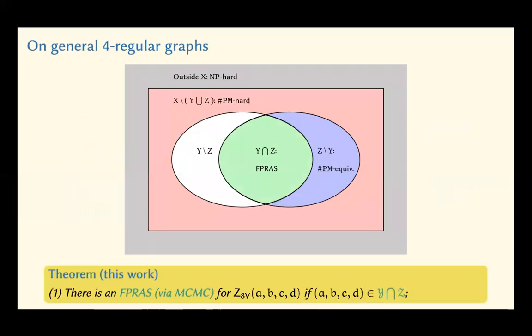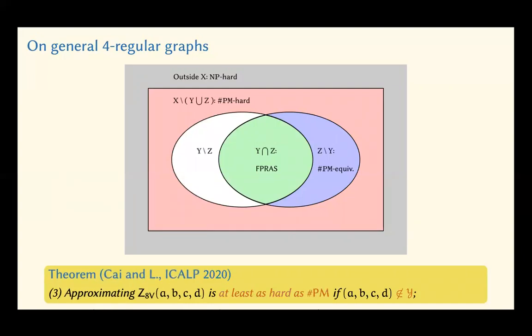So recently we have two papers on the approximate complexity classification of the 8-vertex model on general four-regular graphs. In this work, we proved two results. The first result is that there is an FPRAS for the 8-vertex model in the region Y intersecting Z. The second result is that approximation of the partition function is NP-hard in all the ordered phases in the gray region.